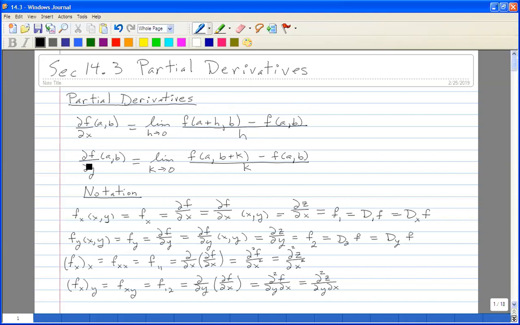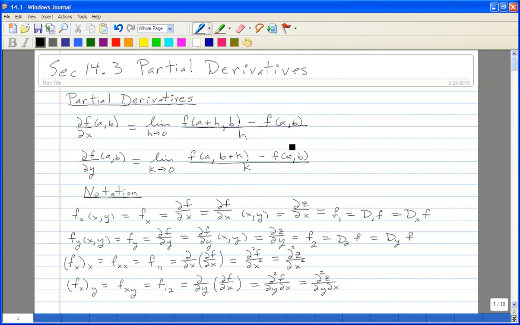Curly df, curly dy at (a,b) is the limit as k approaches 0 of f of (a, b plus k) minus f of (a,b) over k. So only the y is varying. Okay, so let me look at some notation.